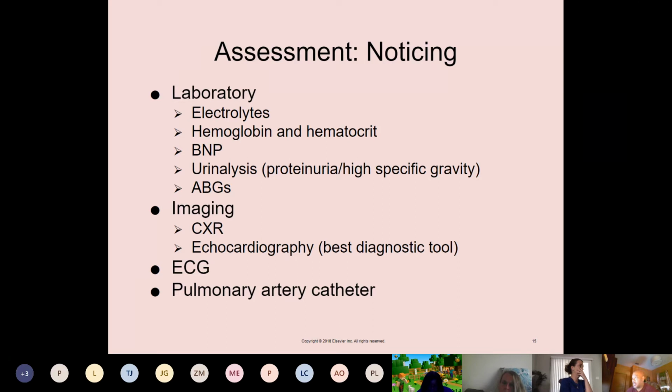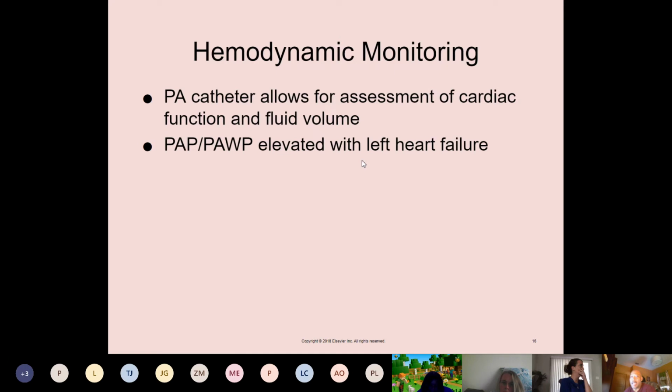All right, so this is what we call a pulmonary catheter. And it allows for assessment of cardiac function as well as fluid volume. So when we insert one of these catheters, we actually insert it on the right side of the heart. It goes through the inferior vena cava, maybe the superior vena cava, or the subclavian vein, and then it goes into the thoracic, into the right atrium, the right ventricle, through the pulmonary artery valve, and then it sets off into the pulmonary artery.